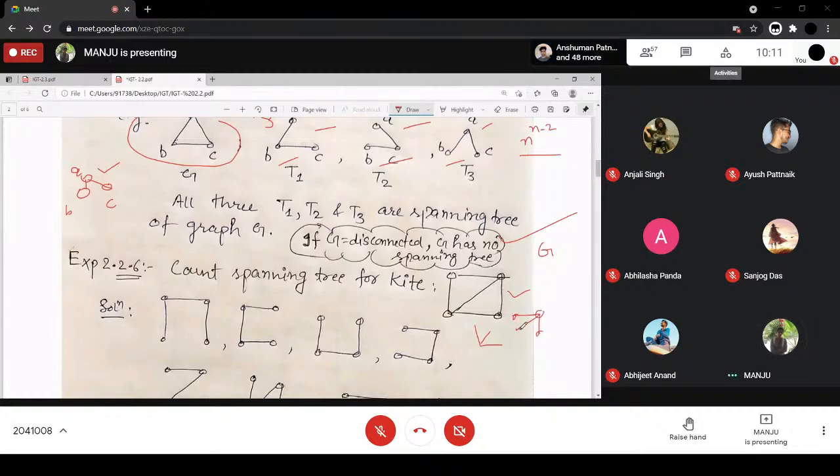Clear? So how many trees exist? How many spanning trees exist for a kite? 8. 8, right? This one, these 4 and these 4. Out of these, how many are isomorphic? Means up to isomorphism, how many different?